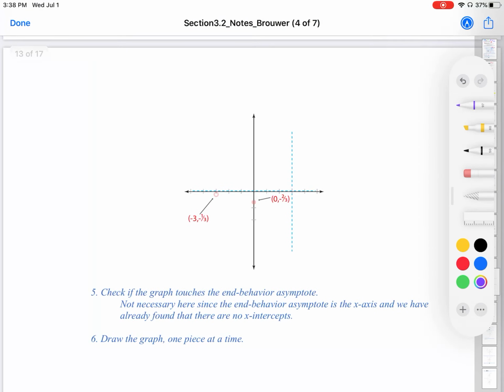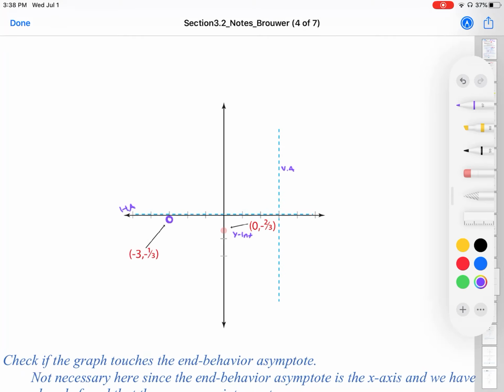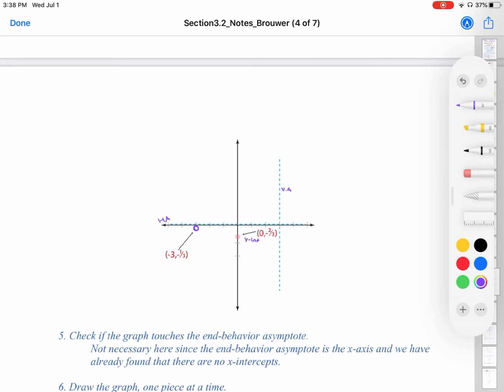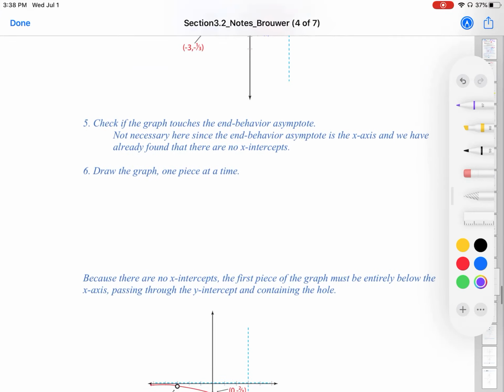So far our graph looks like this. Notice we have a circle that is open, not filled in. That is our hole that we found. And here we have our y-intercept. So far we know we have a horizontal asymptote that we will not cross and a vertical asymptote that we will not cross. These asymptotes are drawn as dashed lines because they're not really part of our graph, but we draw them so we can see where they are.